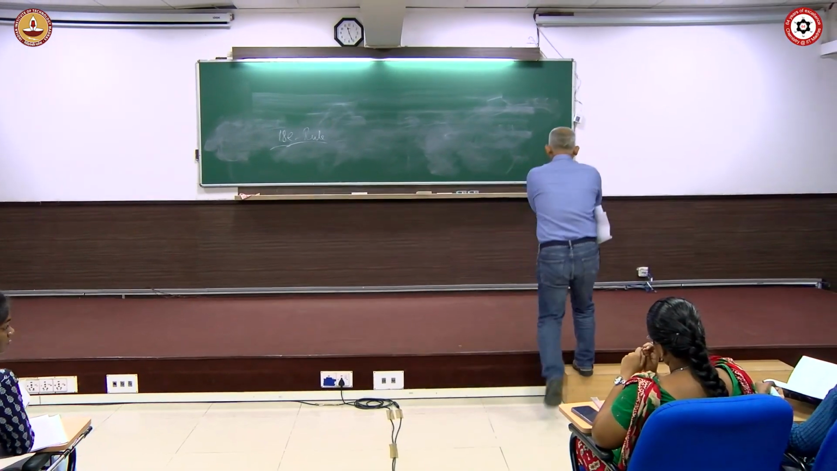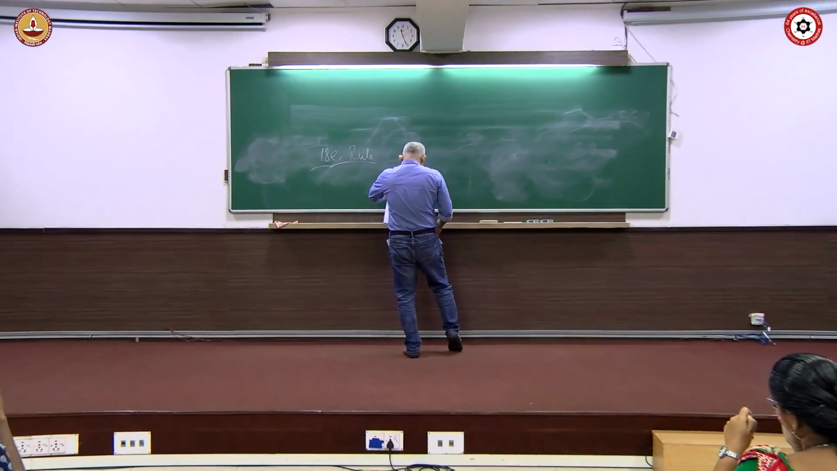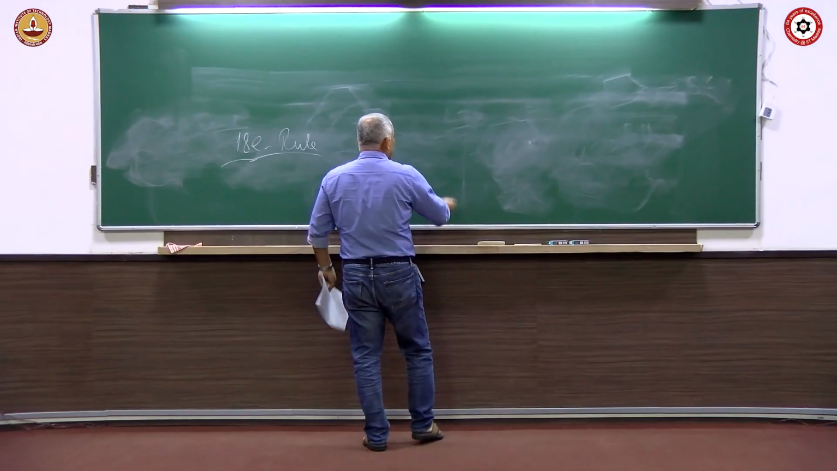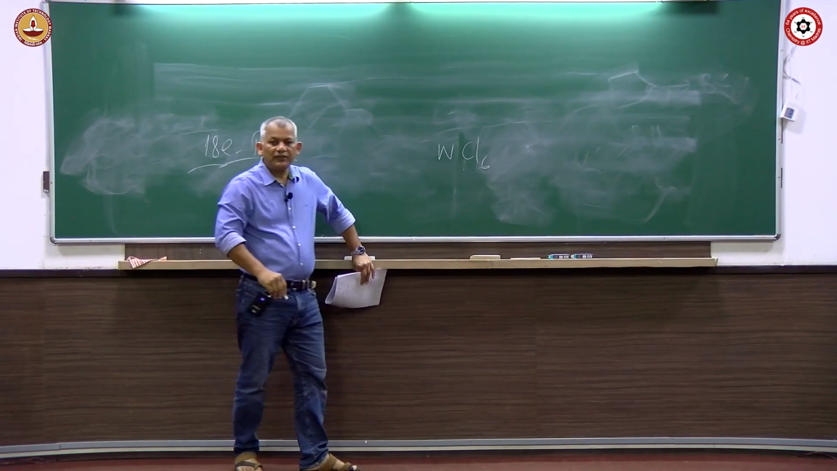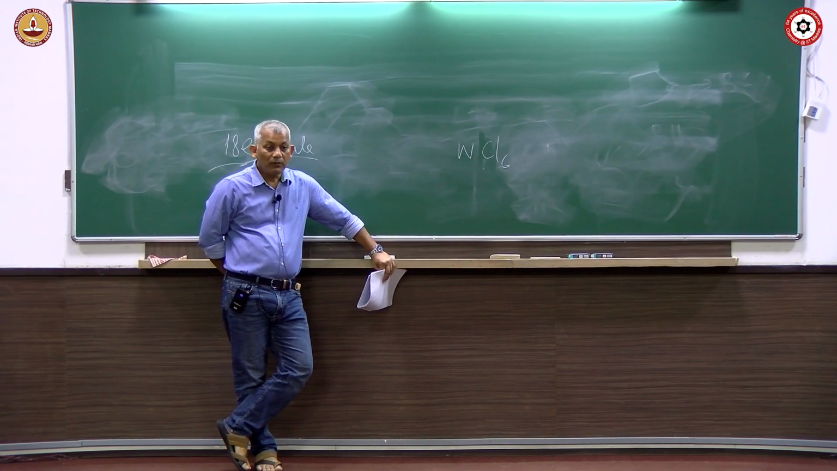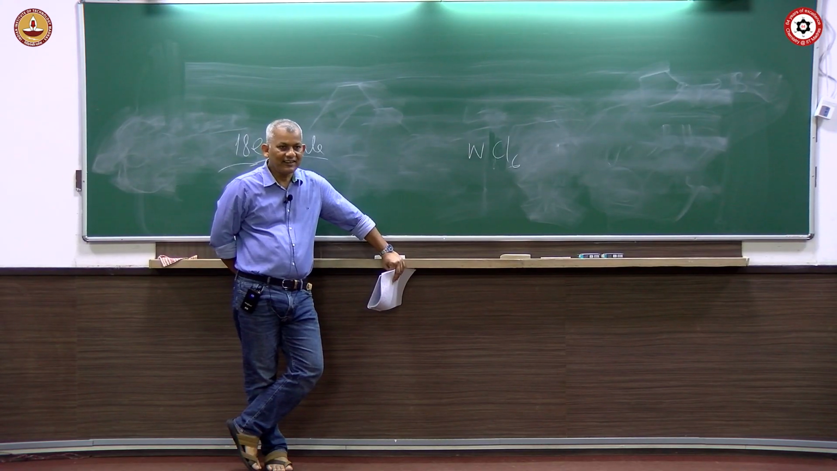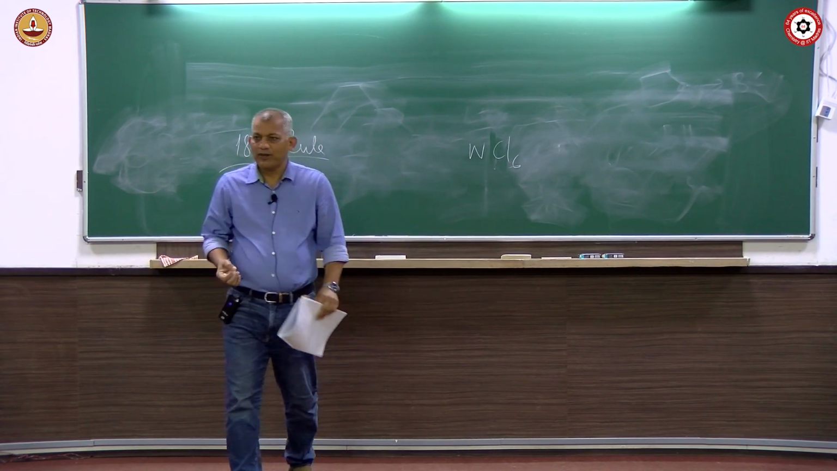Okay. So I'll give you a ligand. Metal and ligand contribute. What is the electron count here? What? 18? How many electrons? Tungsten 6, chlorine 6. So this is 18 electrons? So that's why I'm asking what is the 18 electron rule.